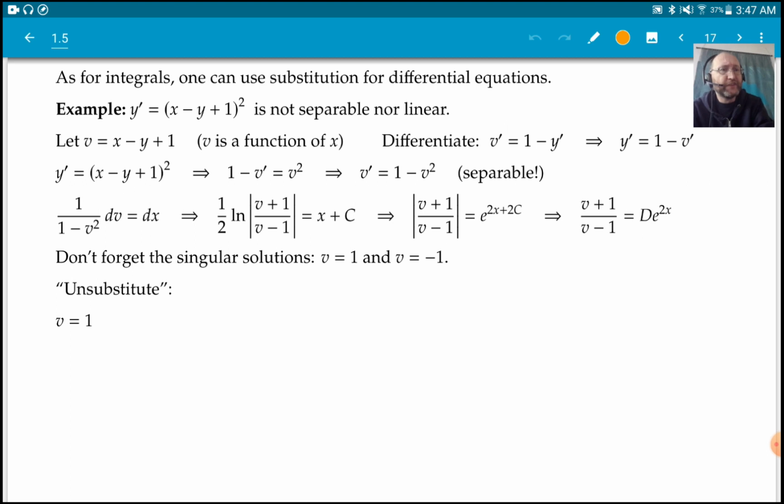All right. So first, let's start with v equals 1, one of the singular solutions. Well, you know what v is. V is this, so we have this. Well, that just means that y is equal to x.